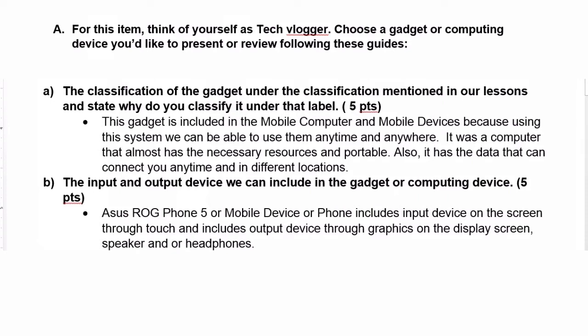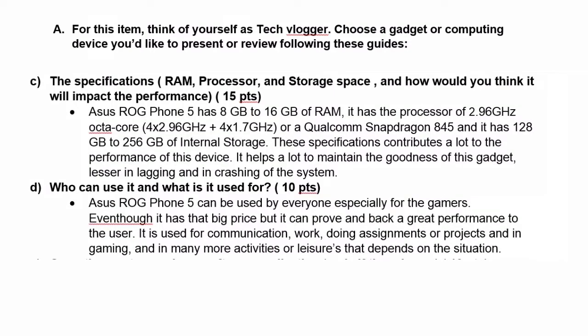Letter B. Number 2. The input and output devices we can include in the gadget or computing device. The Asus ROG Phone 5, or a mobile device or phone, includes an input device on the screen through touch. The input device is the touch screen, and the output devices include graphics on the display screen, speaker, and or headphones.